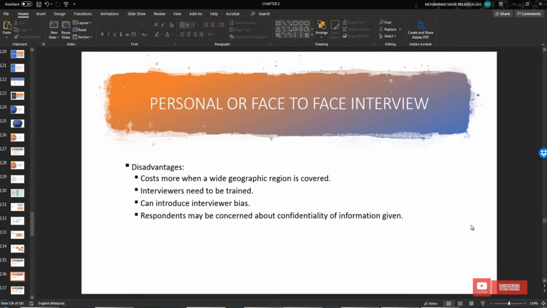There are some disadvantages of personal or face-to-face interviews, such as the cost of the interviewer, which might vary based on the wide geographic region covered. Interviewers need to be trained. It can introduce interviewer bias, actually. Respondents may be concerned about the confidentiality of the information given. So these are some of the issues of face-to-face or personal interviews.